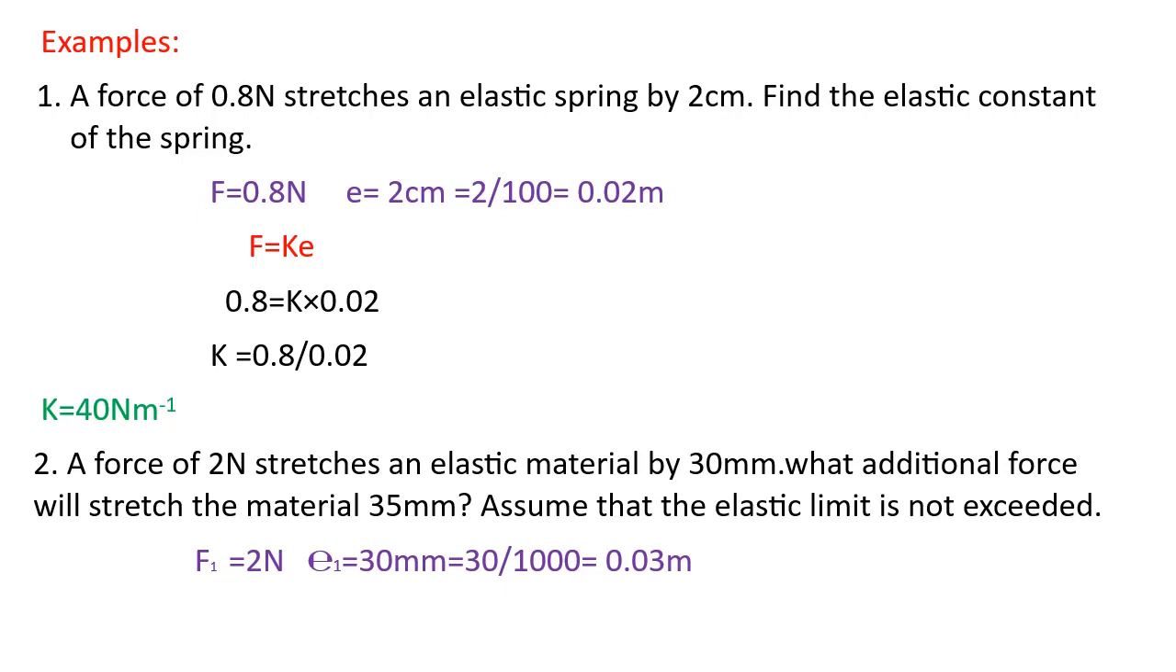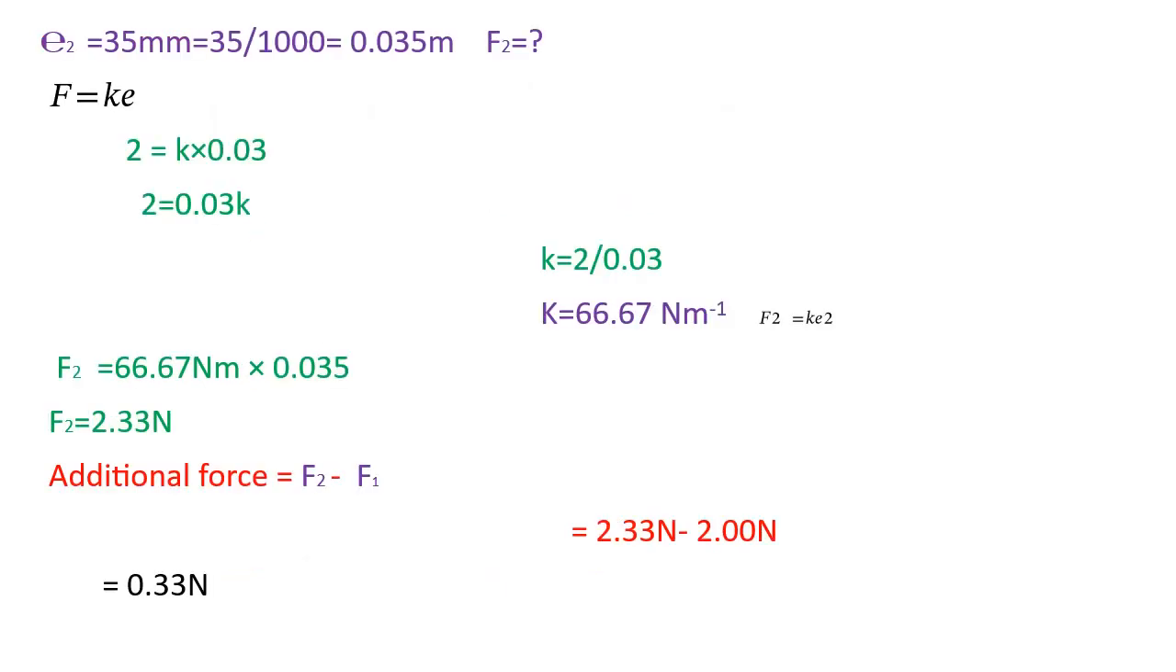When you look for the stiffness first, then you can look for the additional force. Now also, when they added the additional force, it gave an extension of 35 millimeter. You have to convert 35 millimeter to meter. We now have 35 divided by 1000, which is equal to 0.035 meter. Then F2, we don't know. We are looking for F2.